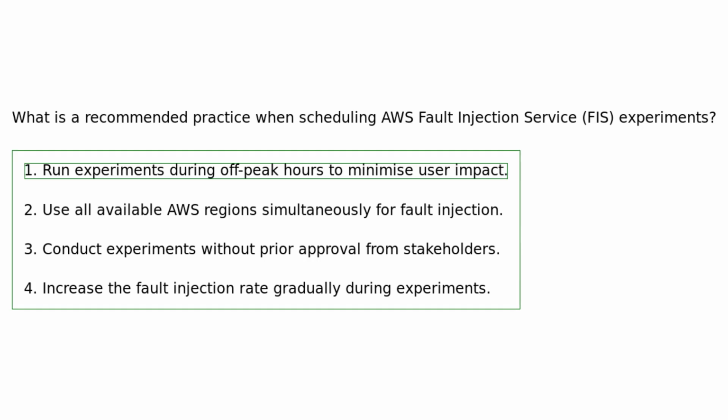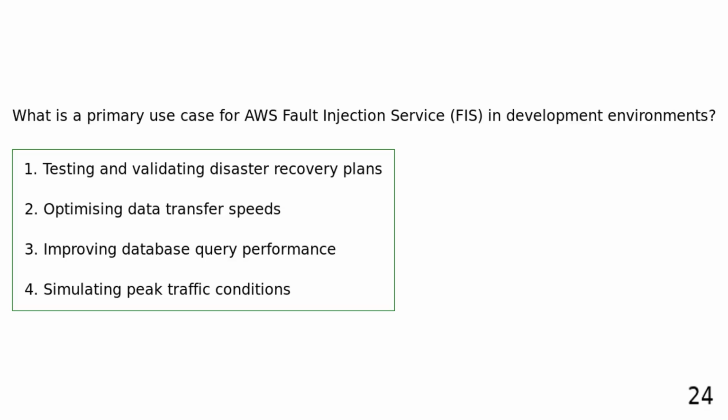A recommended practice when scheduling AWS Fault Injection Service experiments is to run them during off-peak hours to minimize potential user impact and disruptions. What is a primary use case for AWS Fault Injection Service in development environments? Testing and validating disaster recovery plans. Optimizing data transfer speeds. Improving database query performance. Simulating peak traffic conditions.